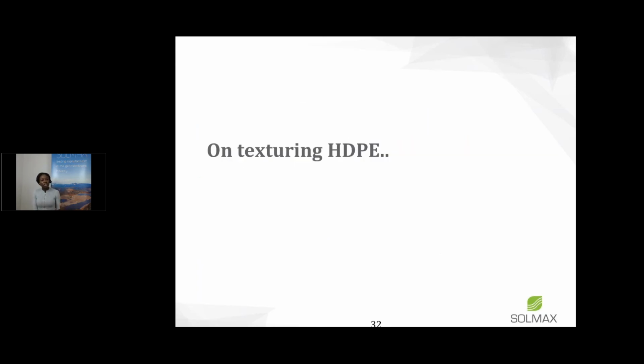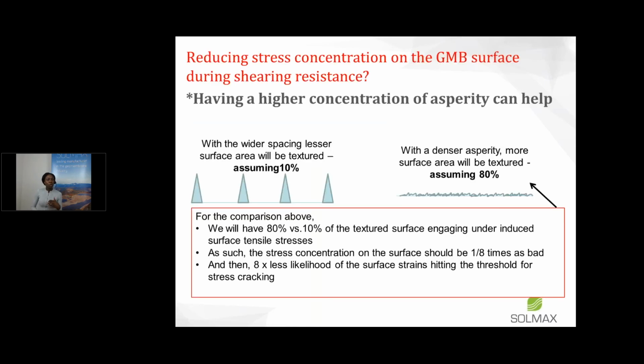So now back to texturing HDPE. The main concern with texturing HDPE, as discussed earlier, was the stress concentration that we might have on the geomembrane as the textured surface is trying to resist that movement, and this may result in stress cracking. So I thought about it like I said earlier. What can we do? We cannot not texture HDPE, but how can we manage the risk? Having a higher concentration of asperity can help.